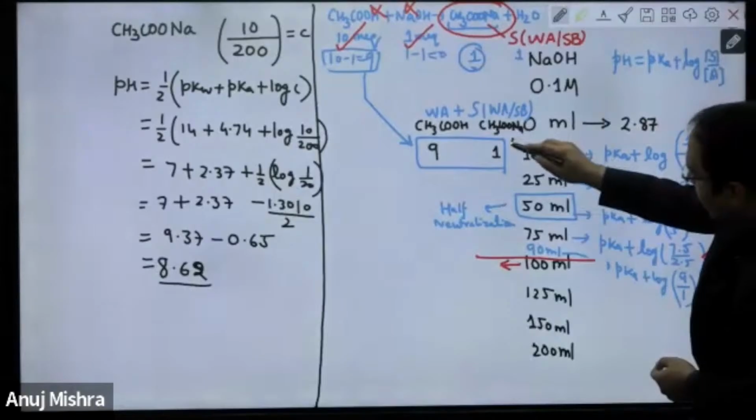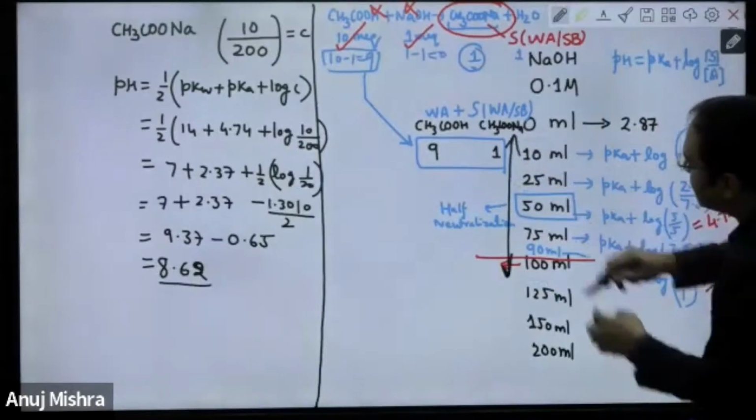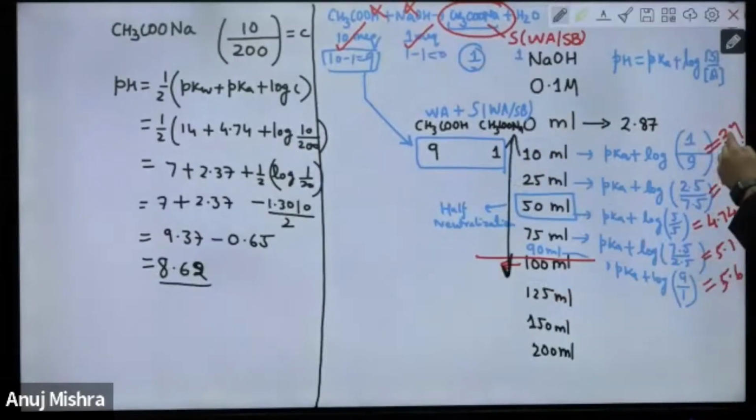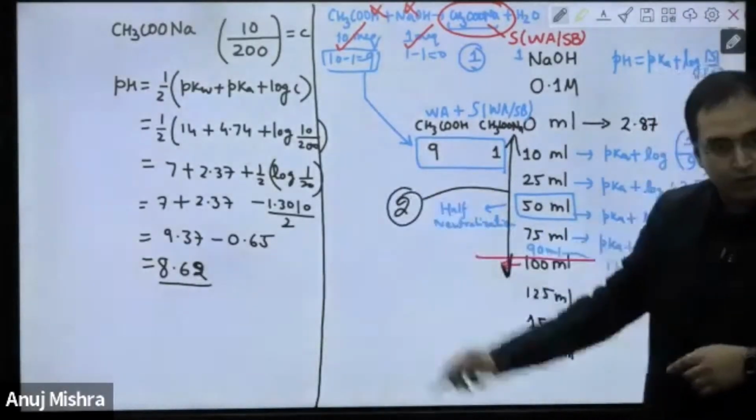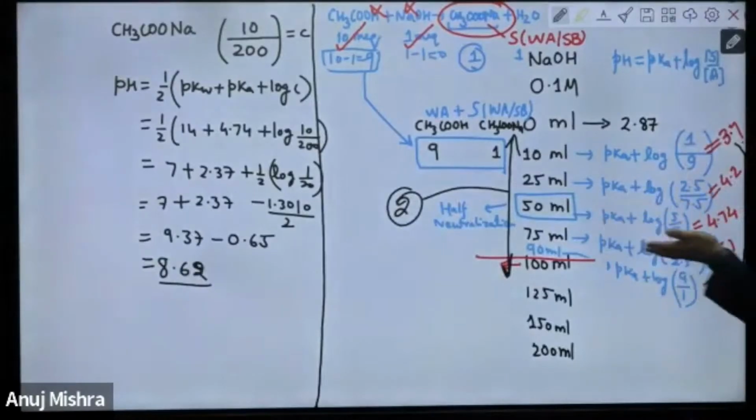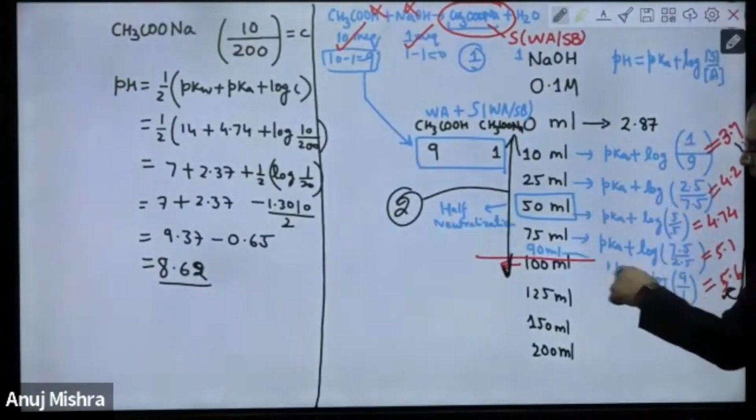यानी आप 10 ml से लेके 100 ml तक पहुंच गए. In this 90 ml, you are just increasing the value from 3.7 to 5.6, which is just 1.9 units. मैं 2 unit बोल देता हूं. From this to this, how much increase is happening? Just 2 units. But as soon as you just cross the buffer range, okay, इसके बाद क्या होता है?